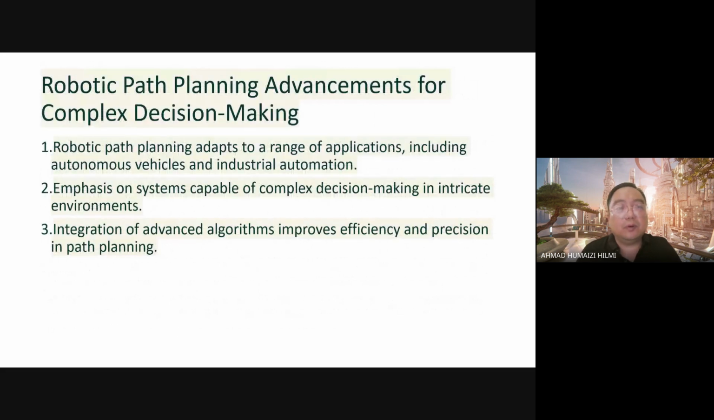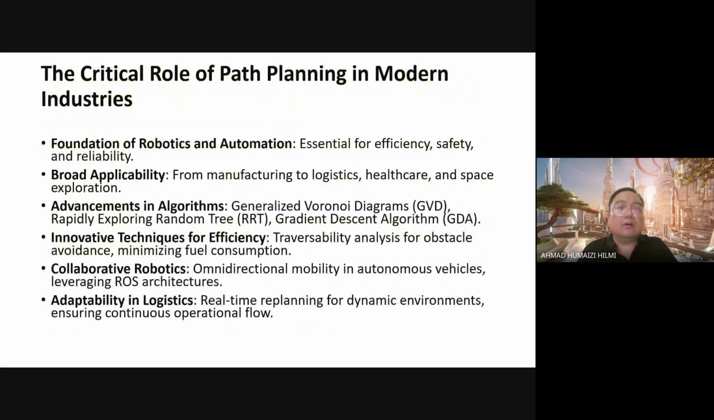Robotic path planning advancement for complex decision making. It needs to adapt to a range of applications, including autonomous vehicles and industrial automation, such as dual robot plan welding, robot welding and everything. This is not that technical, you can read it. Critical role of path planning in modern industry.